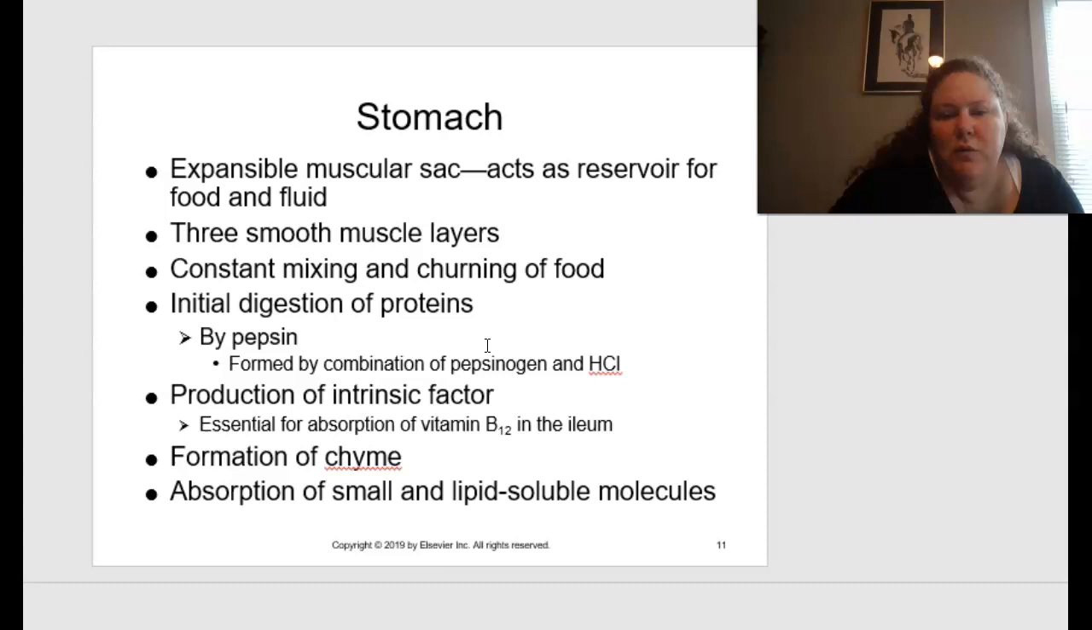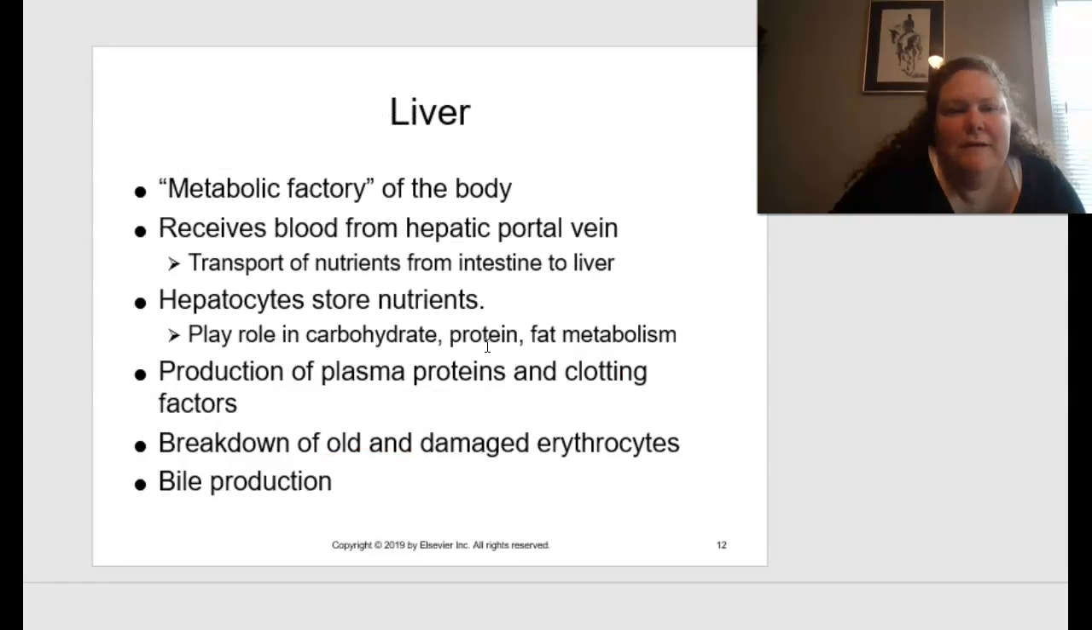This is also where we formulate chyme. The bolus, that wad of chewed food that goes into your stomach, is now going to mix with the stomach contents and create a sludge in a way, and that's what we call chyme. We also have the absorption of small and lipid-soluble molecules occurring here in the stomach.